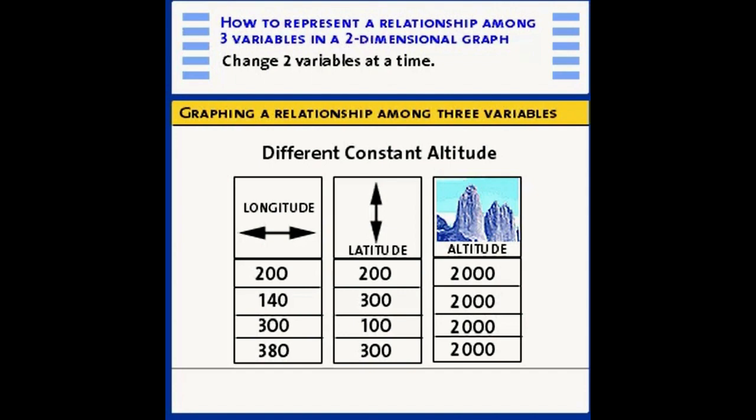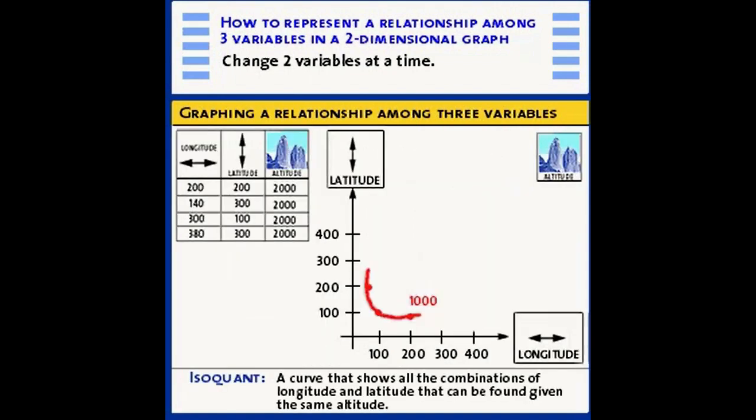Let's start with a combination of 200, 200, with a longitude of 200 and a latitude of 200. We're going to get this point right here, and that has an altitude of 2,000. We also get an altitude of 2,000 with a longitude of 140 and a latitude of 300. That would be this point right here. 300 and 100 gives us another combination with an altitude of 2,000. And finally, one last point. Here, at a latitude of 300 and a longitude of 380, we also have an altitude of 2,000.